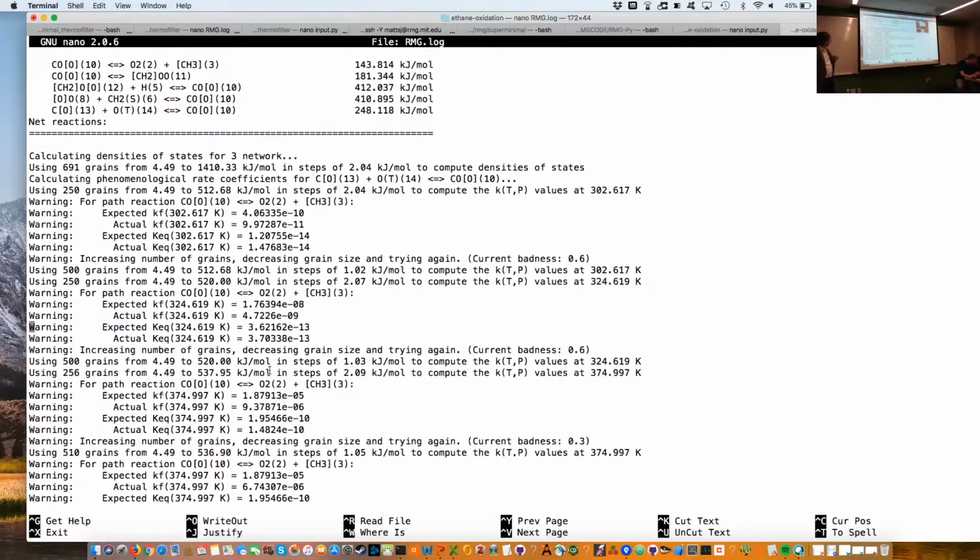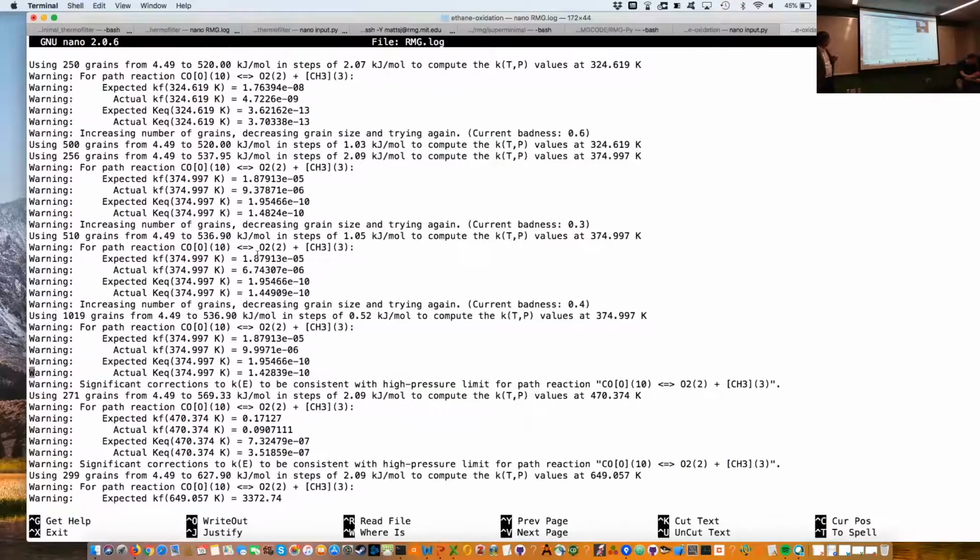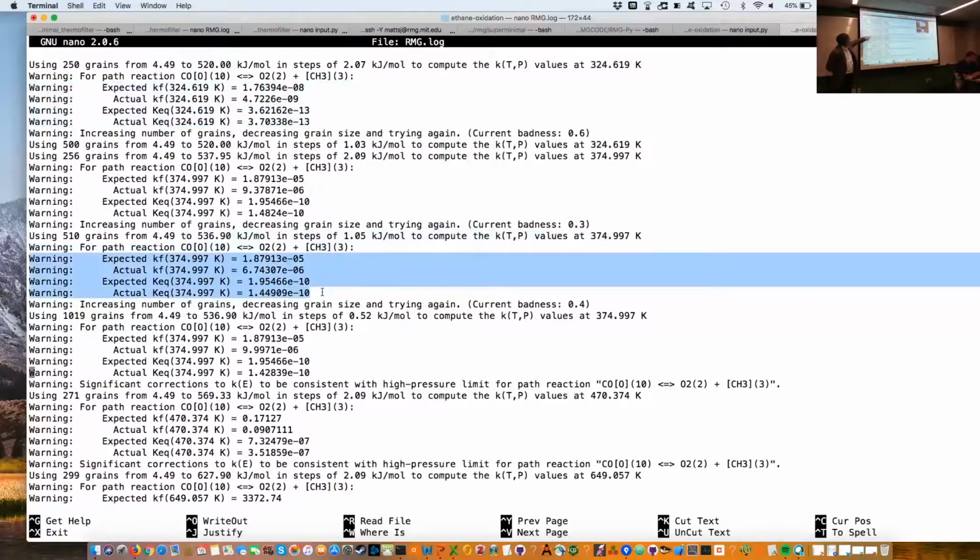Okay, we have this warning. Actual, expected k_f. So these fitting warnings are telling you that the fit is not fitting, I believe. We need to make a clearer warning statement. I think what they're saying is that we expected these two numbers to be the same, and they're different. I think this is a fitting error, but I'm not sure.